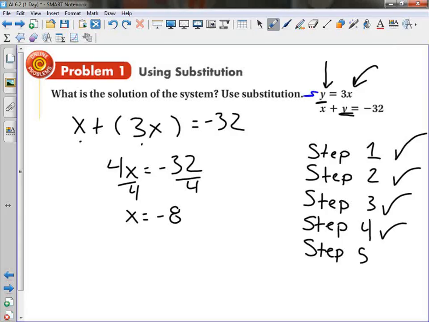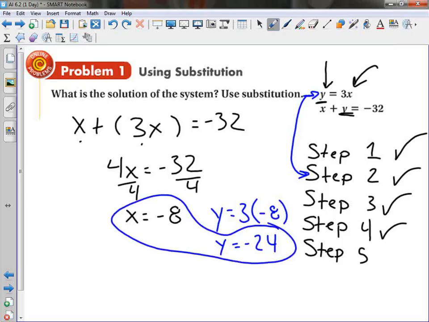So step 2 said to solve, right? This was my step 2 equation right there. That's where I'm going to plug this number in. So I'm going to say y is equal to 3 parentheses negative 8, which gives me negative 24. So my solution is those 2 numbers. Now, remember, we have to write them together in an ordered pair, which looks like (-8, -24). And that's step 5. All right, that's the substitution method, using the 5 steps to get the answer.